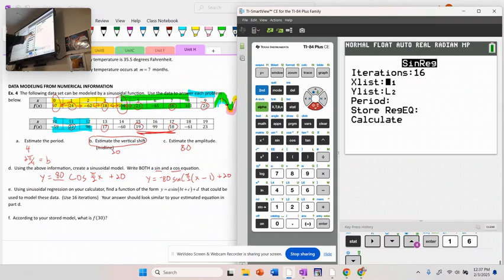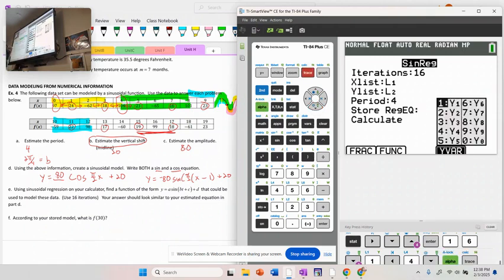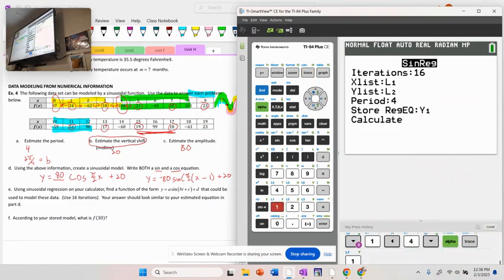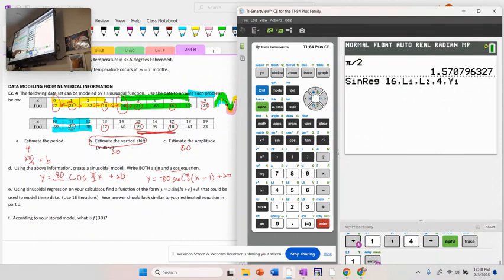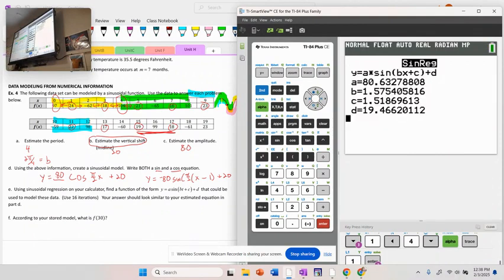And then I noticed that they said period here. I think last year we left this blank. But what is the period? I don't think it's going to hurt anything. What's the period? 4. And then I'm going to store. I think it's Alpha trace. Store that in Y1 and then press enter and calculate. Okay, then there it is.